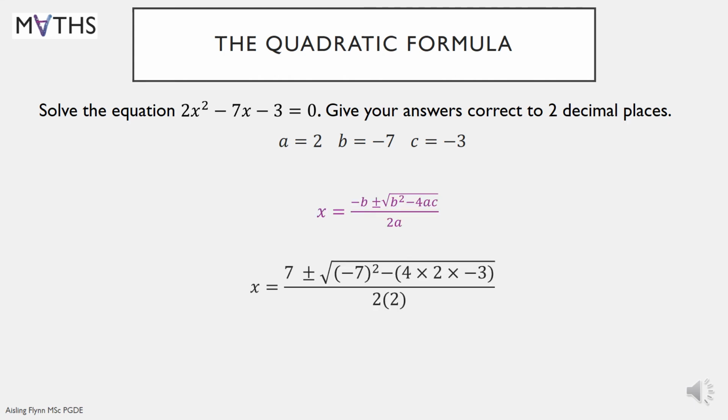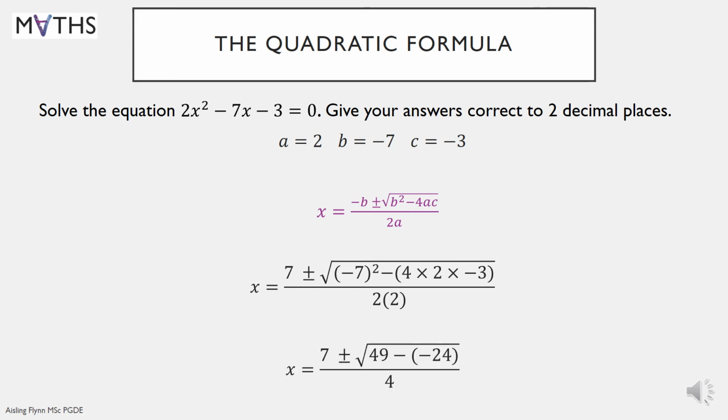Okay, so what does that mean? If you look on the left hand side, minus B. When you put in your value for minus B, you would have minus 7. So as a result, that becomes plus 7. So we're leading with a plus 7. Under the square root sign there, I've used brackets. We're going to be squaring minus 7. We're then subtracting 4 times 2 times minus 3. All divided by 2 times 2.